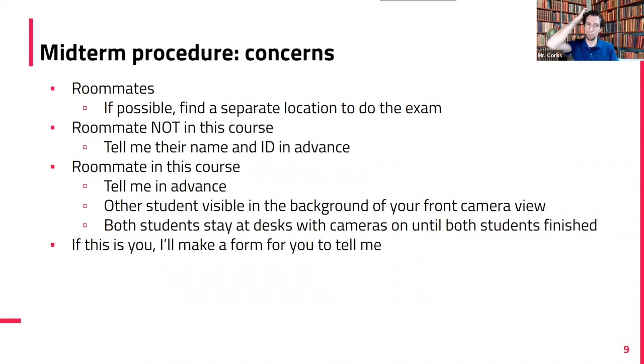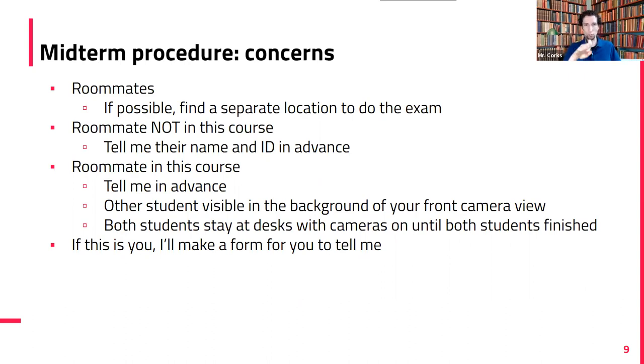If that is not possible, if you have a roommate who is not a student in this course, then you should be telling me their name and their student ID, and I will look up the ID and confirm that they are not a student in the course. And then you should not be talking with that person or interacting with them in any way during the exam. If your roommate is a person in this course, again, I very much want you to find a different place to do the exam. If that is not possible, then tell me in advance.